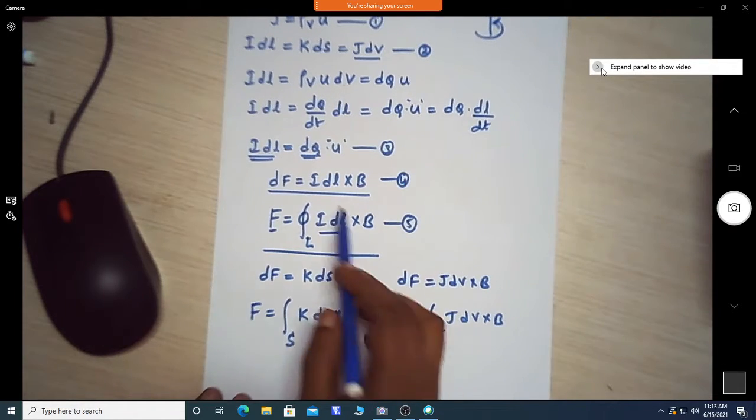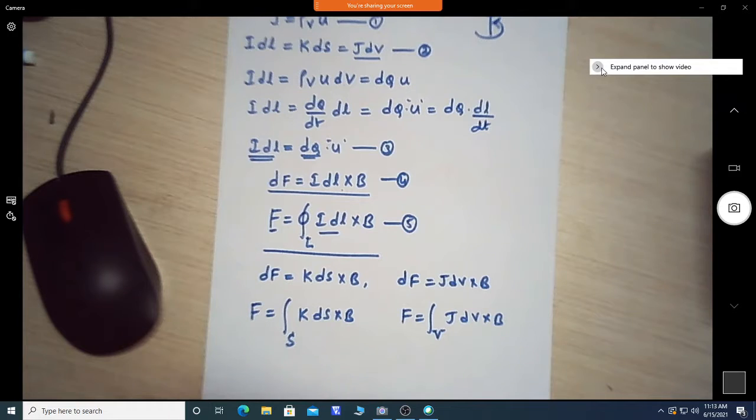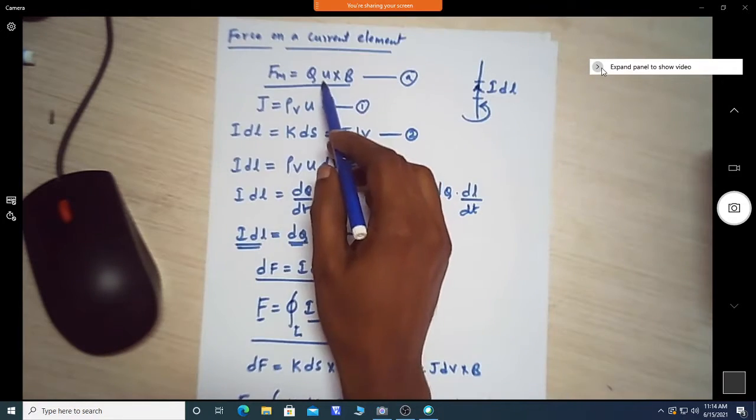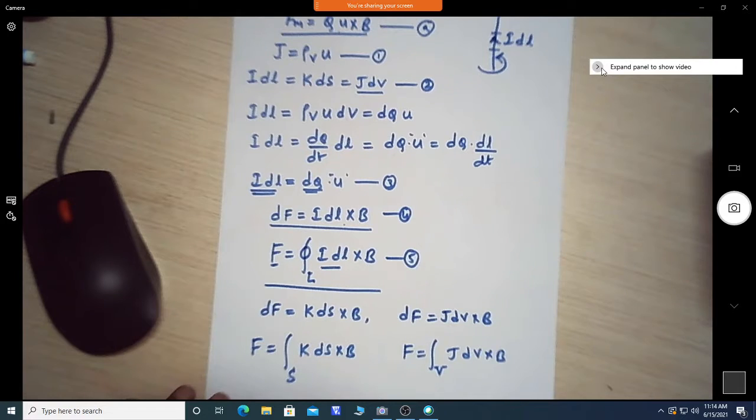But we can define it here from equation 4: the magnetic field is force per current element, that is, per unit current element. We can have dF by I dl, the force exerted by a unit current element, and define that as the magnetic field. Alternatively, we can define B from the charge point of view: B from Fm by Q, which equals U cross B. That is force per charge in terms of the magnetic field.